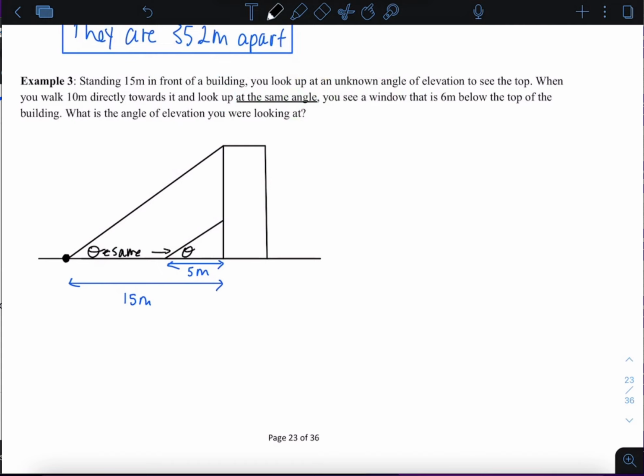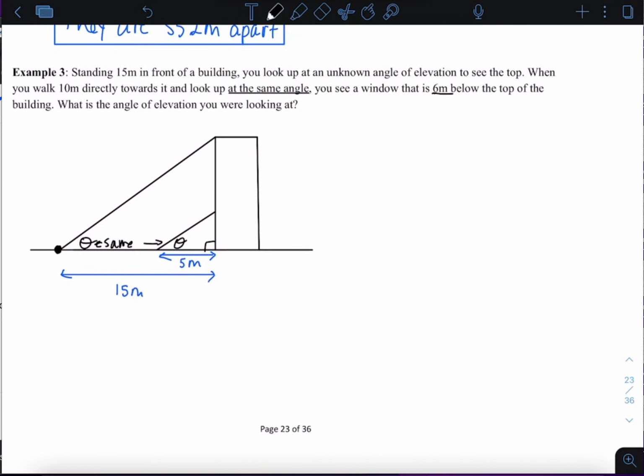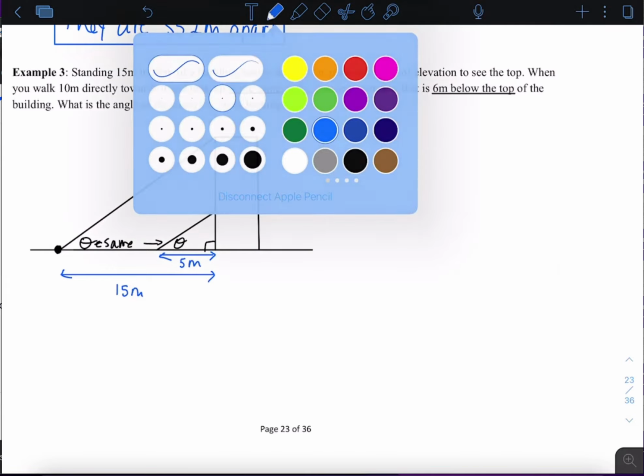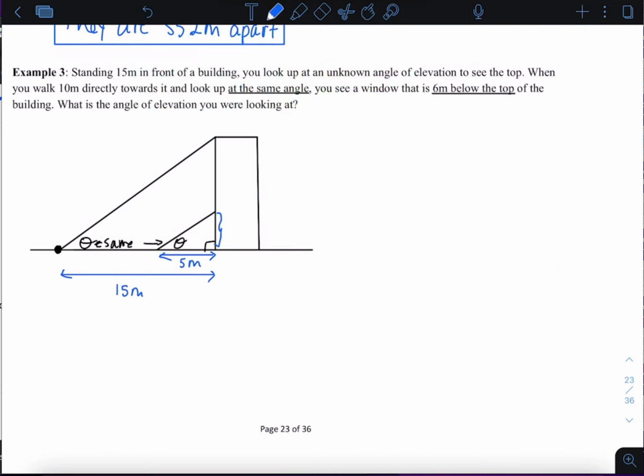Okay, but obviously I'm not looking as high anymore. When you walk 10 meters directly towards it and look up at the same angle, you see a window that is 6 meters below the top of the building. So what I can do, and I think maybe what's easier to do, is let's call this distance x and this distance x plus 6. It's not very pretty.